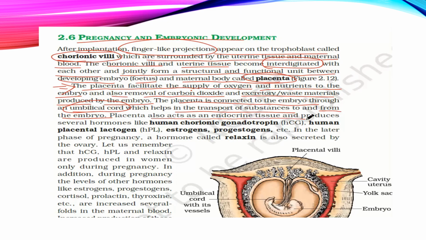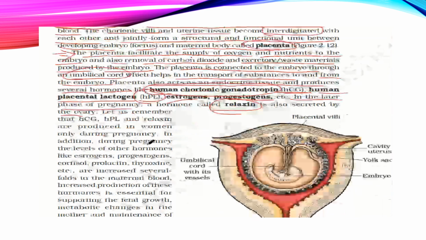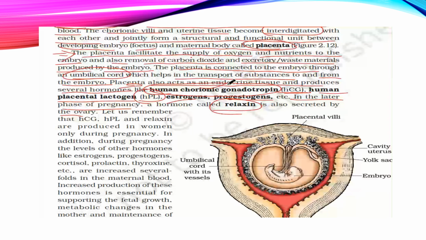The placenta also acts as an endocrine tissue and produces several hormones. So what are the hormones? Human chorionic gonadotropin, in short HCG, human placental lactogen, or HPL, estrogens, progesterones, etc. In the later phase of pregnancy, a hormone called relaxin is also secreted by the ovary. So till now we were saying that the placenta secretes HCG, HPL, estrogens and progesterones, but in the later phase the ovaries secrete relaxin.